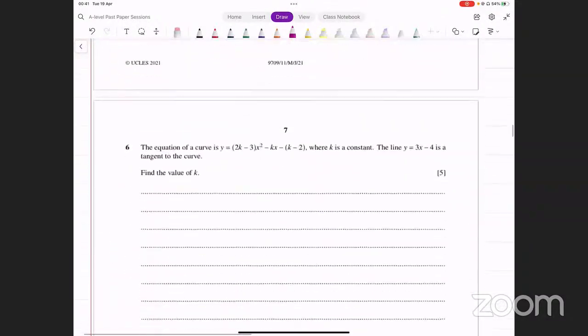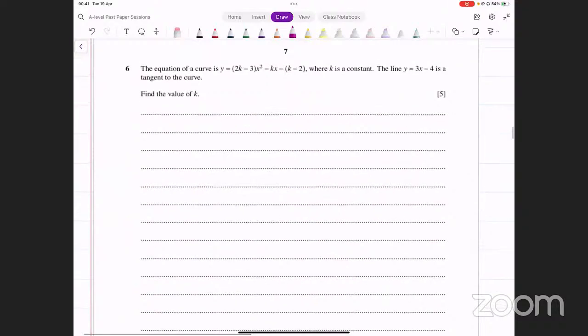Let's move on. Next, we've got question number 6. The equation of a curve is y equals 2k minus 3 whole x square minus kx minus k minus 2, where k is a constant. The line y equals 3x minus 4 is a tangent to the curve. Find the value of k. Okay.